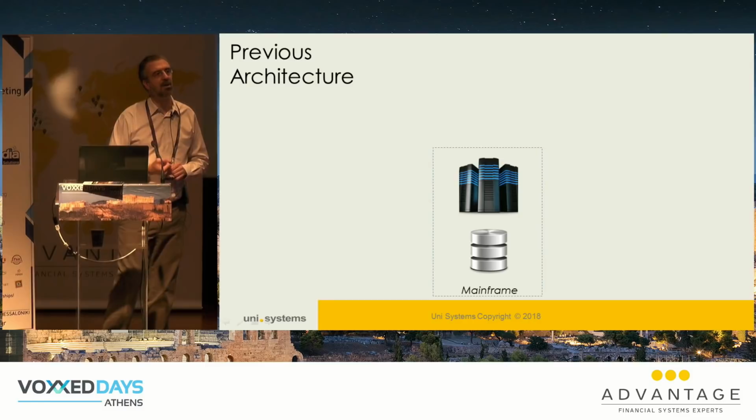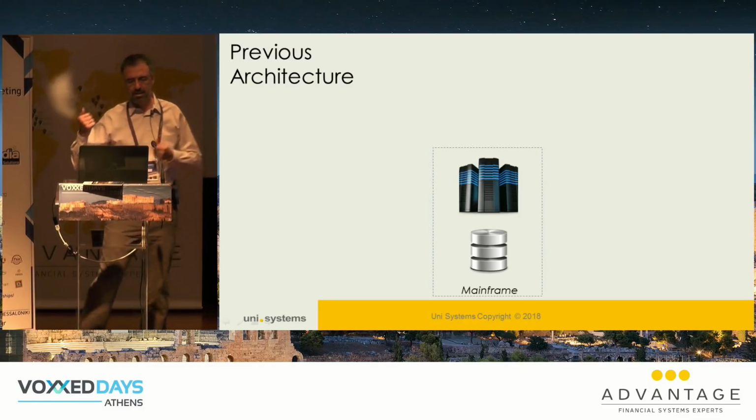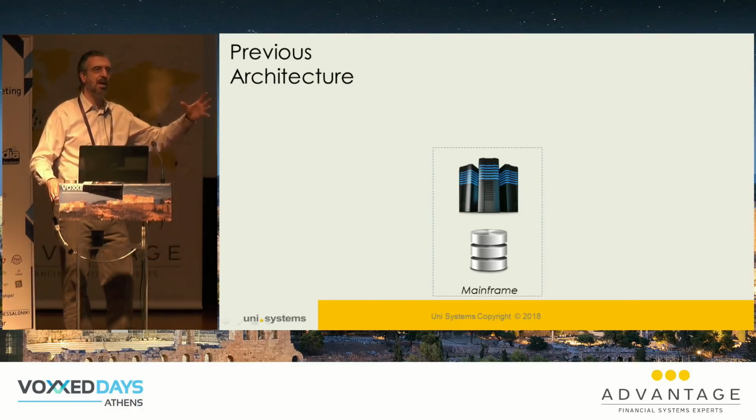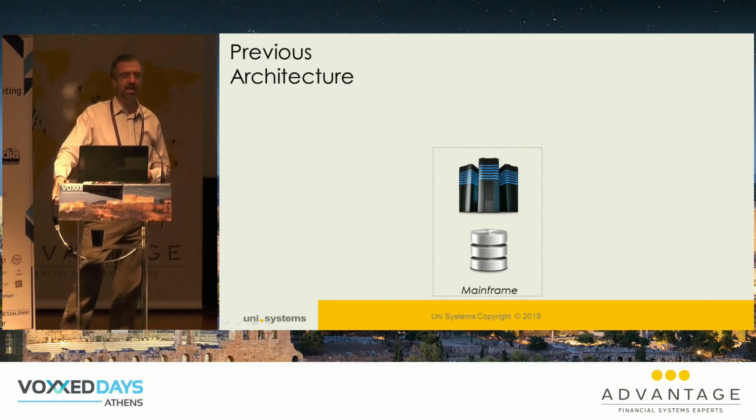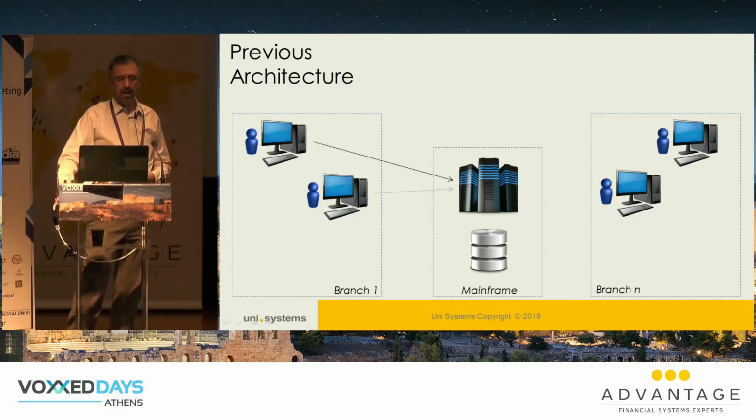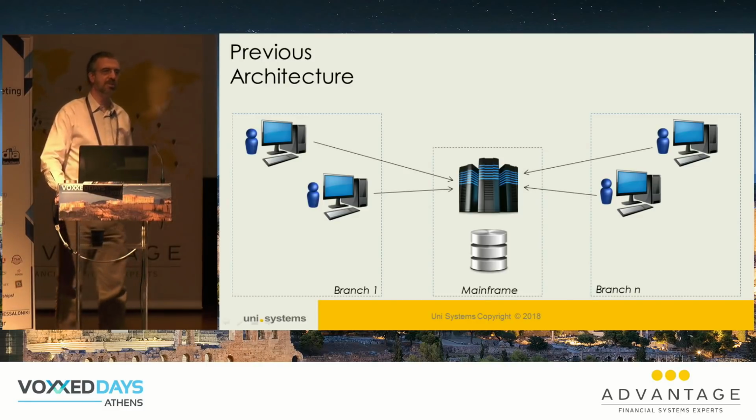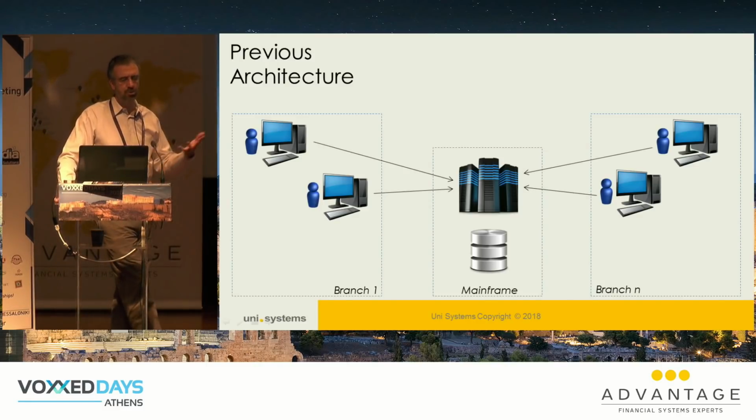So let's take a look at the initial architecture. At the heart of the system, we have a mainframe with a relational database in it. And we have users at the branches, also in the headquarters, but most of the users are at the branches, that they connect directly to the mainframe. It's what I said, it was a client-server technology.